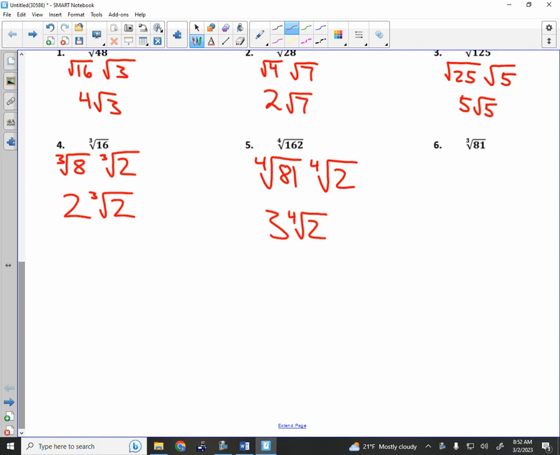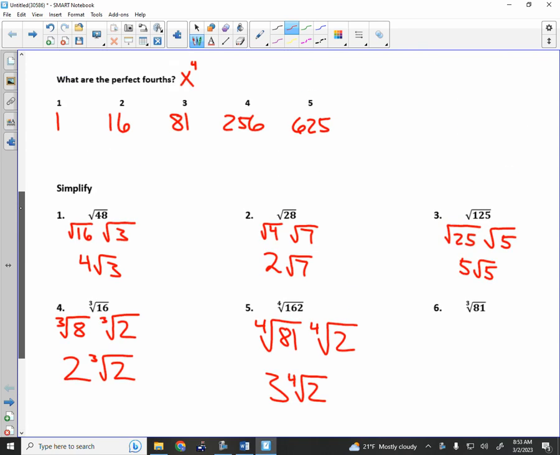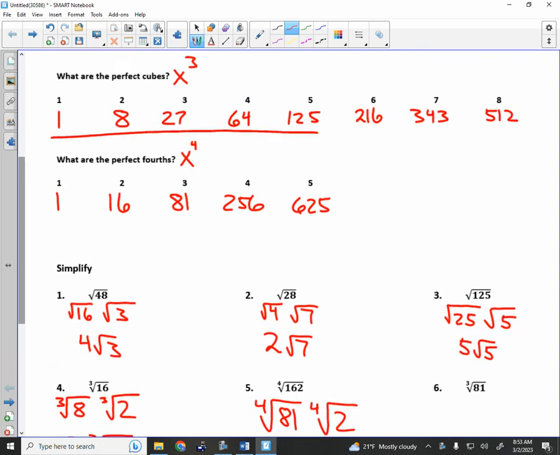Okay. The cubed root of 81. I like this because 81 is a perfect square. 81 is also a perfect fourth. But 81 is not a perfect cube. Do you know the perfect cube that divides evenly into 81?